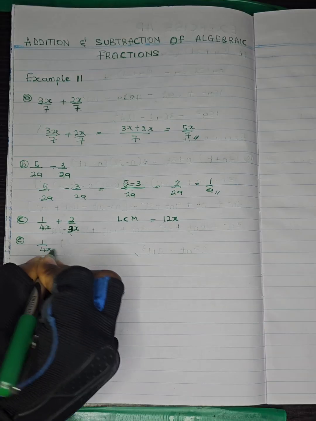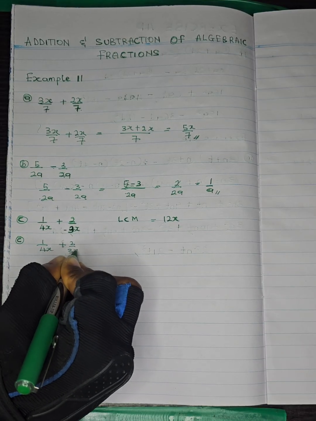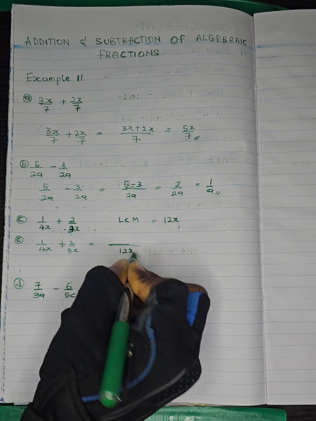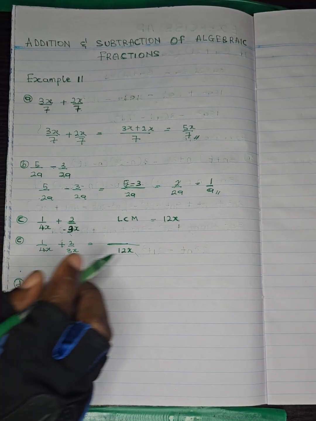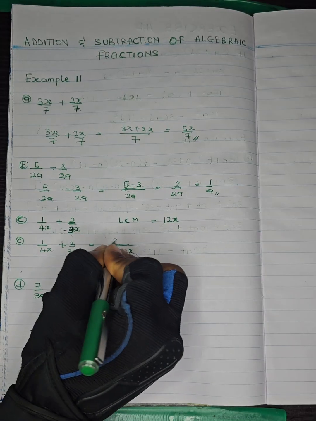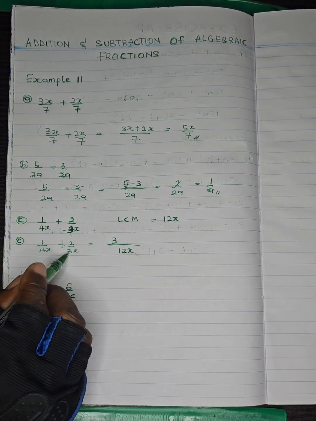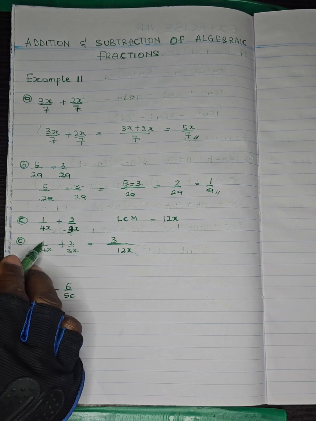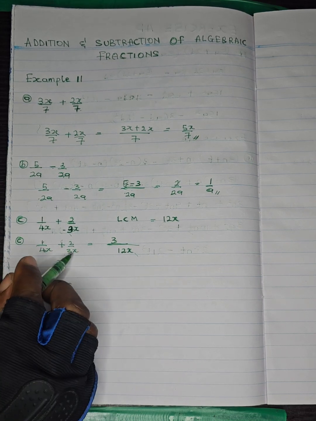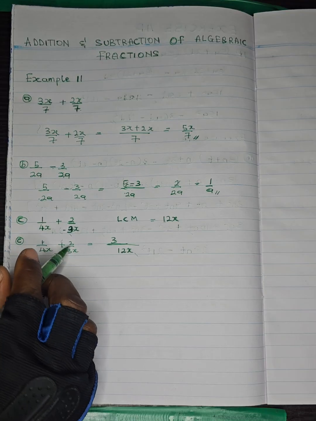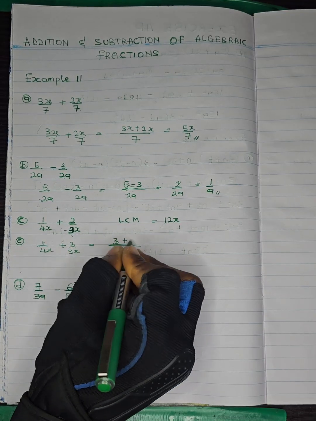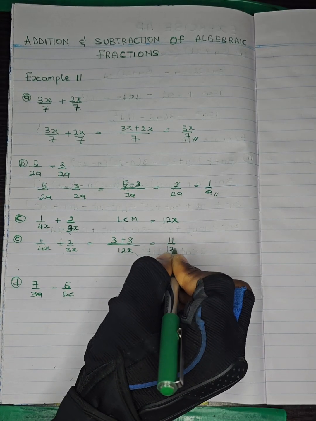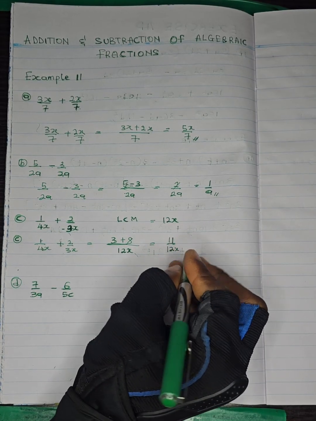So let's go and start solving. 1 over 4x plus 2 over 3x will give you what? You have your LCM, which is 12x. So this LCM divided by this, 12x divided by 4x, will give you what? 3. 12x divided by 3x will give you what? 4. Now this one is giving us 3. 3 multiplied by 1 is still 3. Don't forget, this multiplier will give us 4. 4 multiplied by 2 will give us 8. So the plus sign is here, so it will still be plus. So this is 11 over 12x. And that's the final answer.